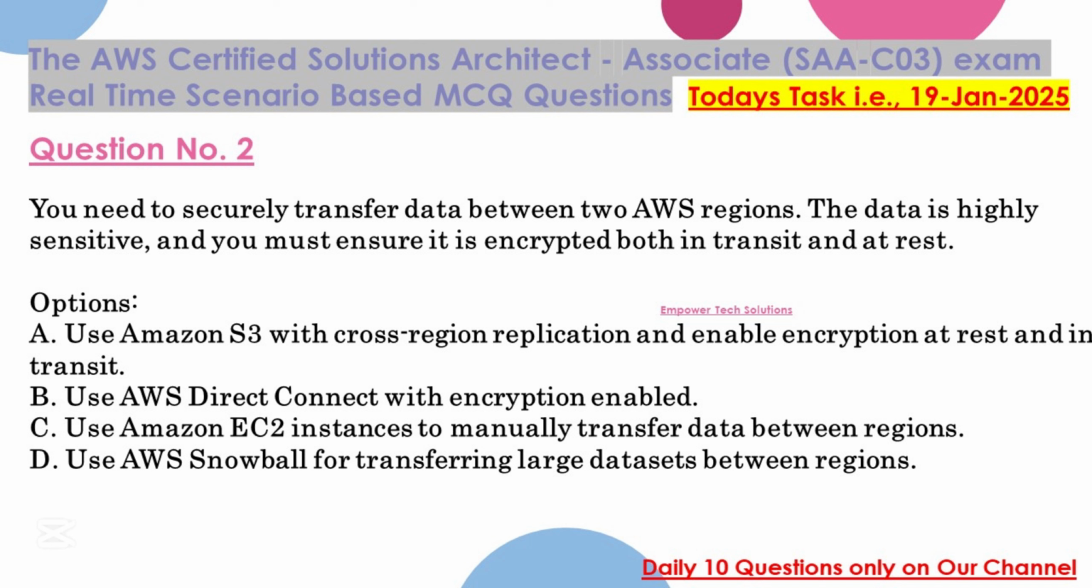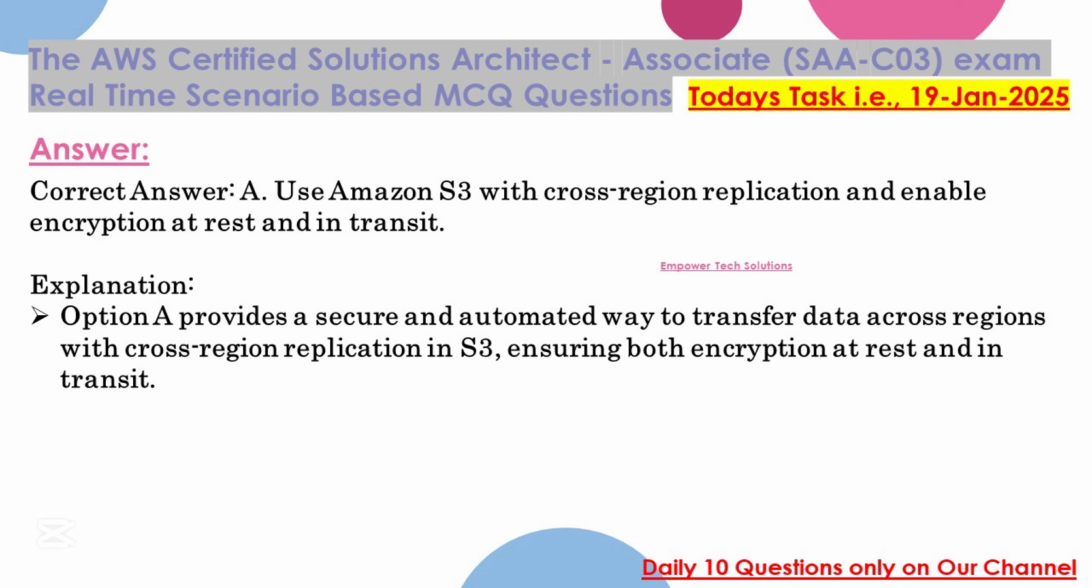C. Use Amazon EC2 instances to manually transfer data between regions. D. Use AWS Snowball for transferring large datasets between regions. Correct answer: A. Use Amazon S3 with cross-region replication and enable encryption at rest and in transit. Explanation: Option A provides a secure and automated way to transfer data across regions with cross-region replication in S3, ensuring both encryption at rest and in transit.